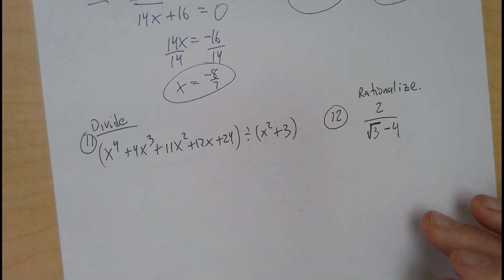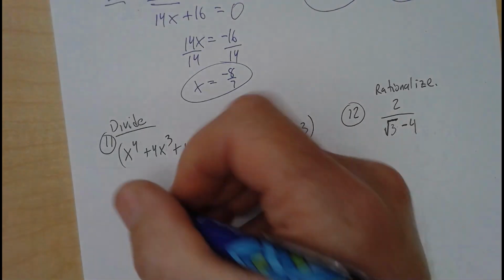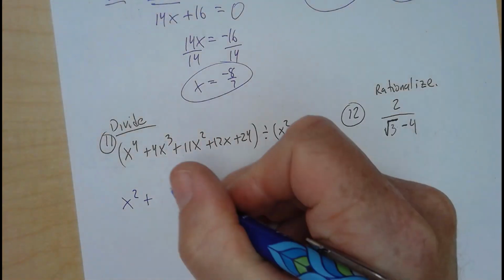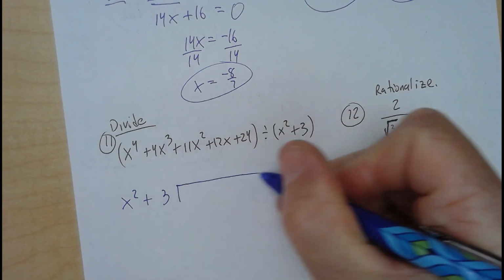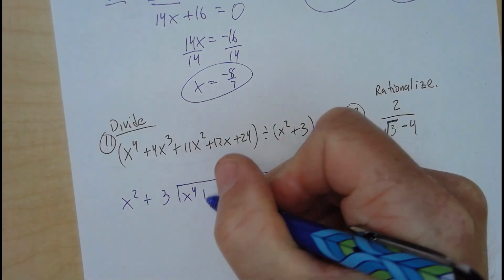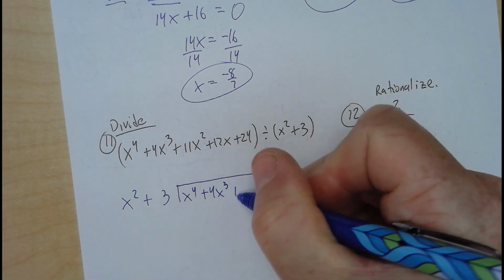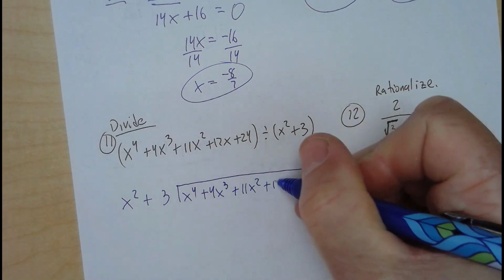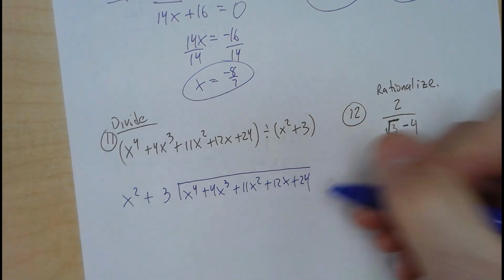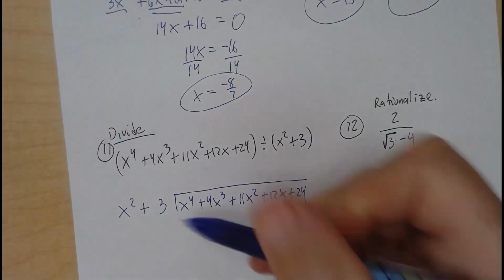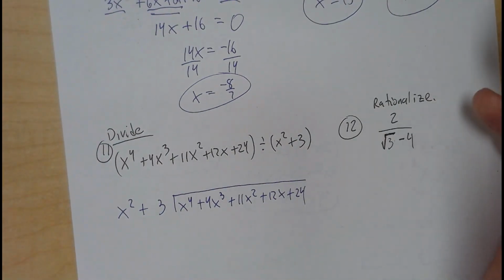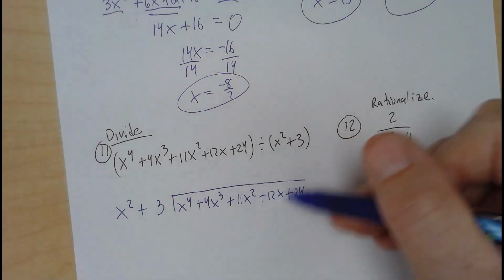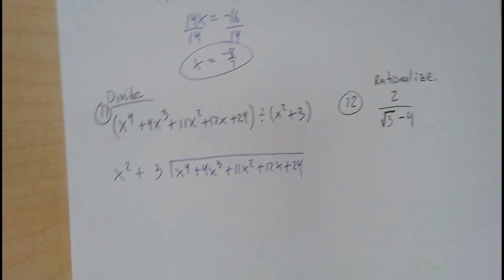Okay, I added these two. This is the long division. So we get x squared plus 3. And we're going to divide that into x to the 4th plus 4x to the 3rd plus 11x squared plus 12x plus 24. So we got to make sure we line things up. That's the main thing here. We got to line up the x's with the x squareds and the x cubes and all that good stuff.